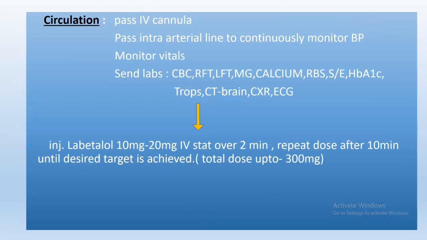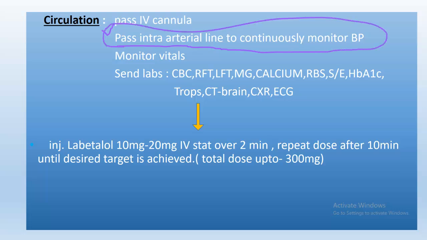In circulation, what you need to do is pass an IV cannula or an intra-arterial line to continuously monitor the BP. The most important part here is that you need to continuously monitor the BP. Next will be the vitals, and then sending the labs at the same time to know whether end organ damage is present or not.